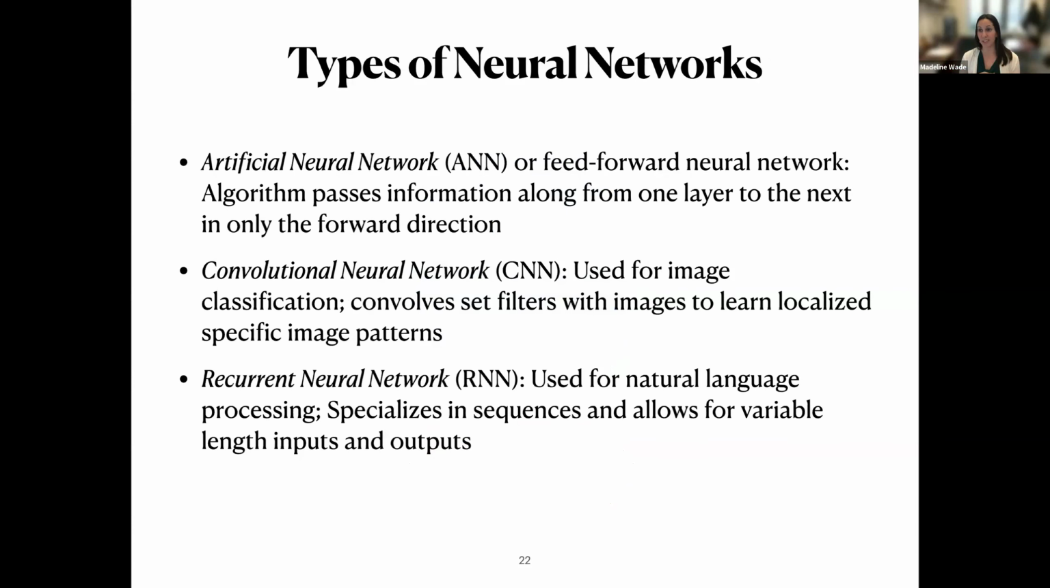There's actually a lot of different types of neural networks. There's artificial neural networks. These are probably the simplest. This is what I basically just laid out on the previous few slides. These pass information along from one layer to the next in a forward direction. There's convolutional neural networks. These are really popular for image classification because they use a set of filters on each of the layers to learn specific patterns in an image.